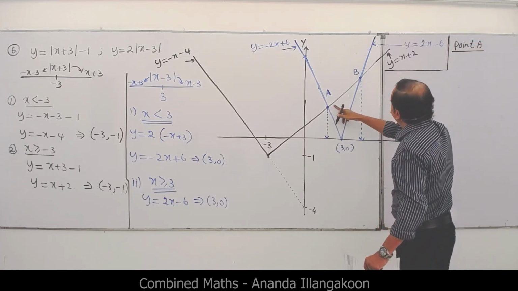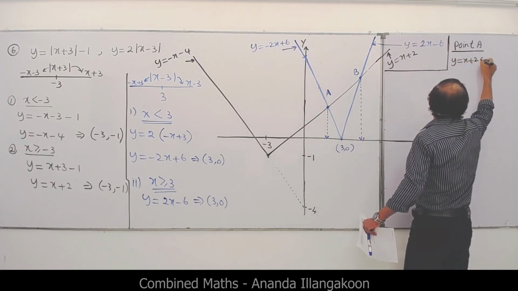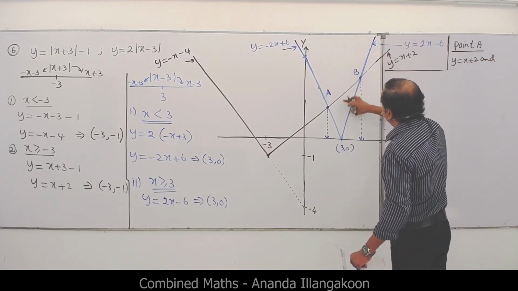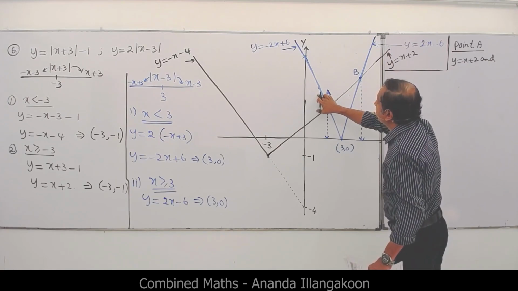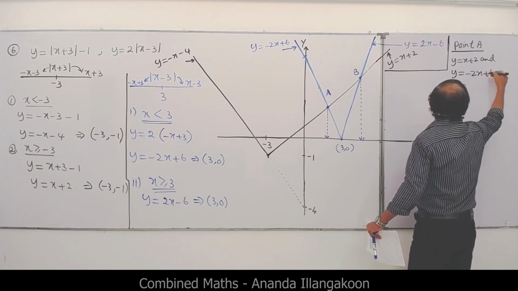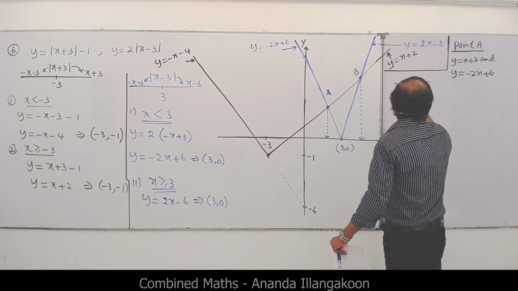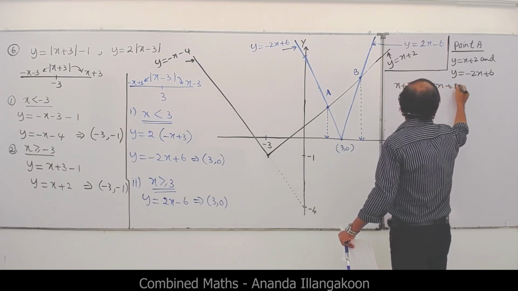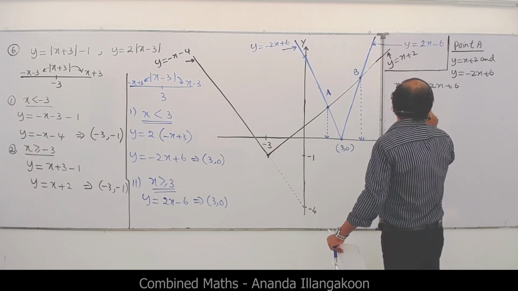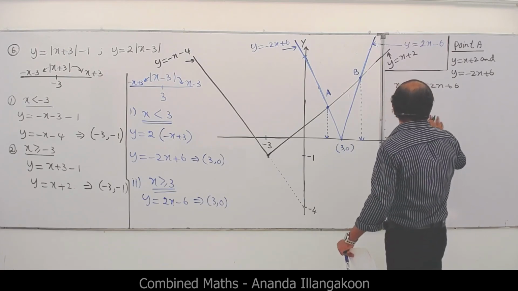Point A, we can write y equals x plus 2 and y equals minus 2x plus 6, and we solve them together. Equate the right hand side: x plus 2 is equal to minus 2x plus 6. Bring this side, 3x equals 4. x equals 4 by 3. This is the x axis. x equals 4 by 3.